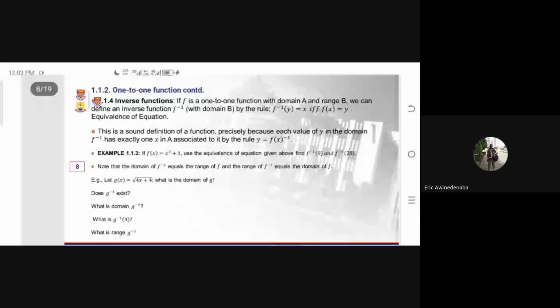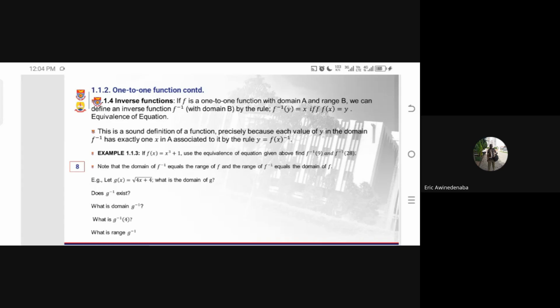So I'll give you a question to try. You want to try this one. You are doing it yourself, and then you tell me the answer. Let g of x be equal to the root of 4x plus 4. What is the domain of g?